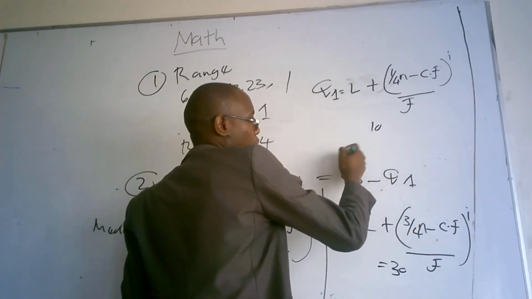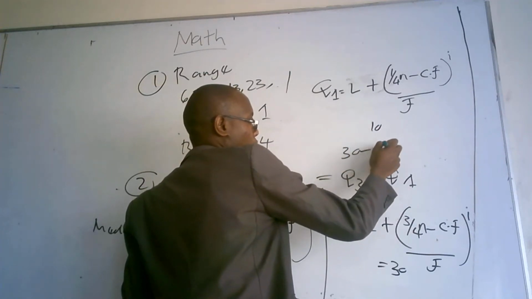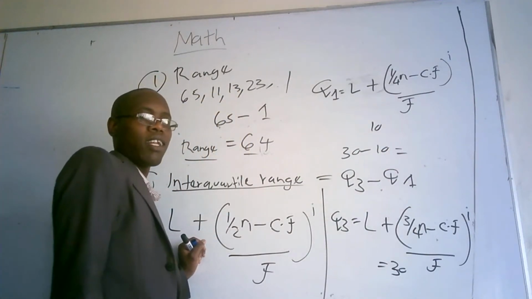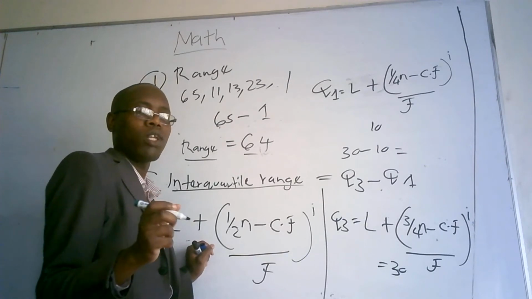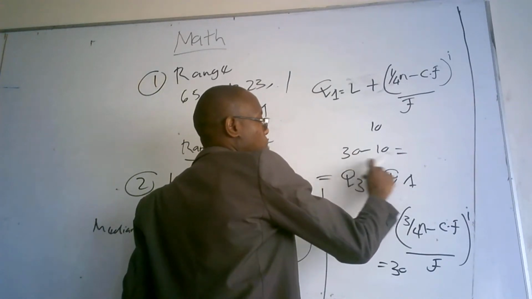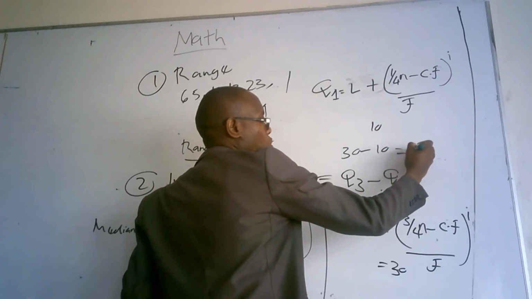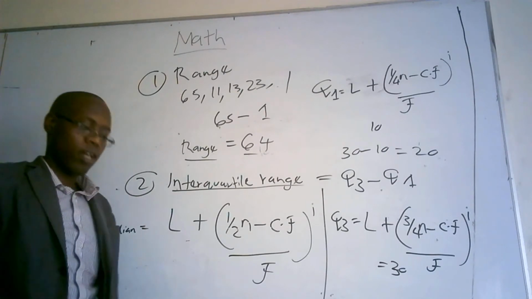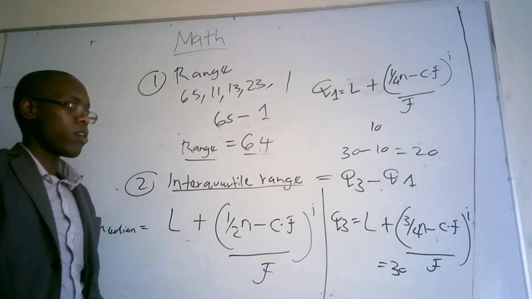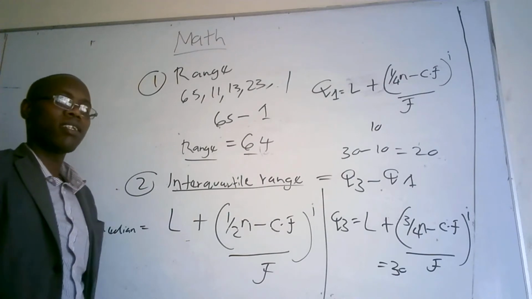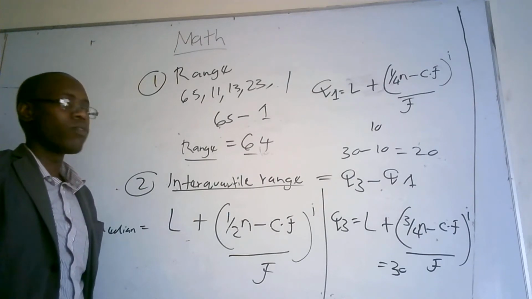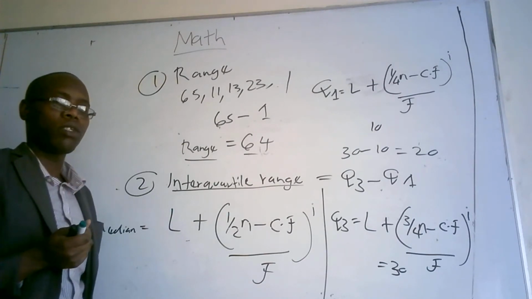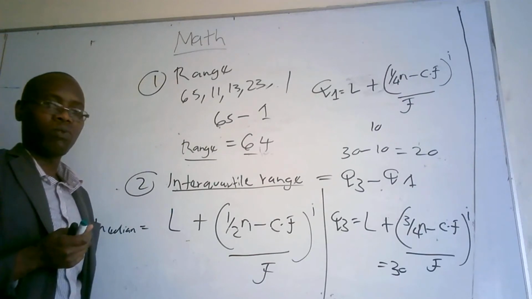So you are going to take quartile 3, which is 30, minus quartile 1, which is 10. You get your interquartile range or interquartile deviation. Another name for interquartile range is interquartile deviation, which is Q3 minus Q1, which will give you 20. So that's how you calculate the interquartile deviation. Maybe we are going to do some illustration so that we can understand the point.